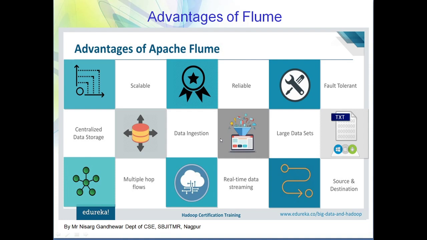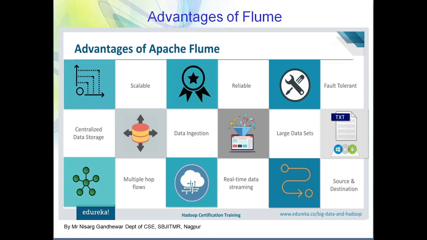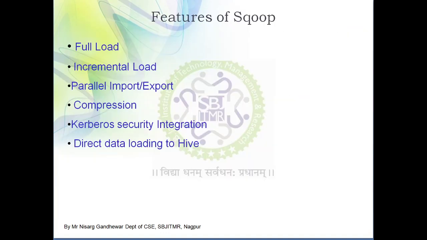So in short, you need to remember, Apache Flume is used to transfer unstructured or semi-structured data to HDFS. So this is all about Sqoop and Flume. Sqoop is used for transferring structured data, and Flume is used for transferring semi-structured and unstructured data. So this is what the first phase involves in MapReduce.